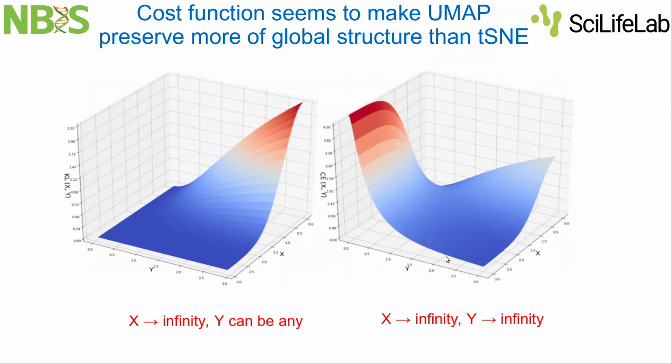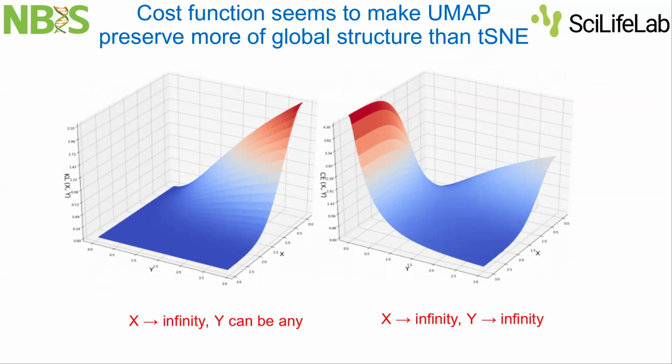So if you place your points that were far apart in high dimensional space close to each other in low dimensional space, you get this high penalty. So you should place them far apart in low dimensional space. So that's a good motivation, I think, behind using this cross entropy as a cost function for UMAP.